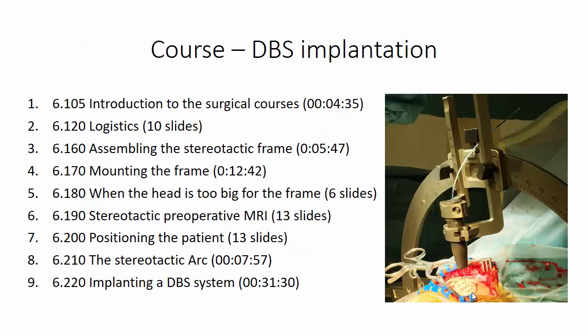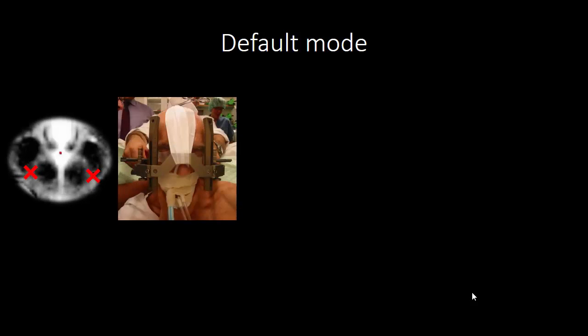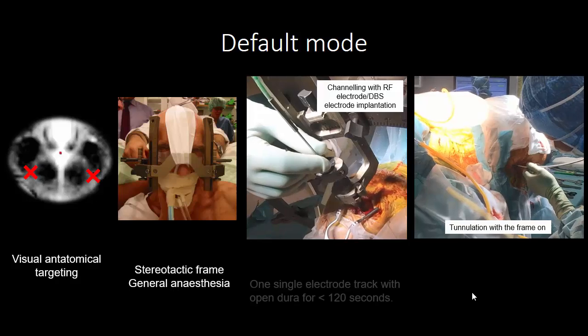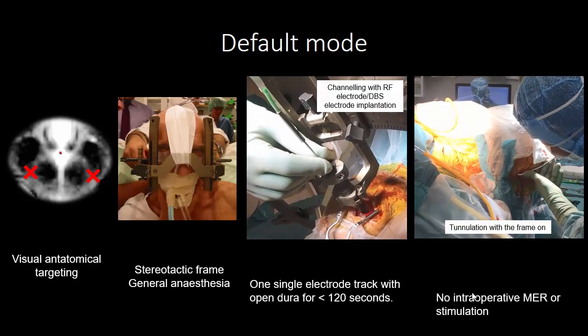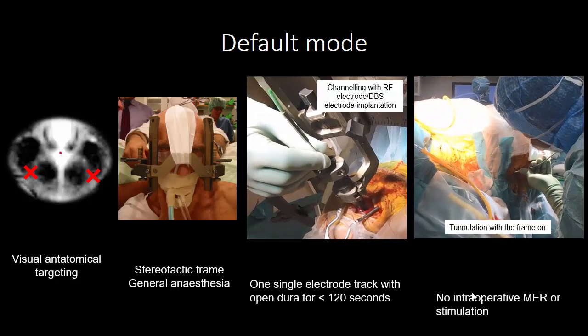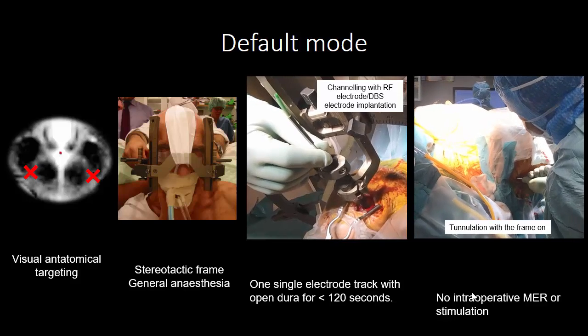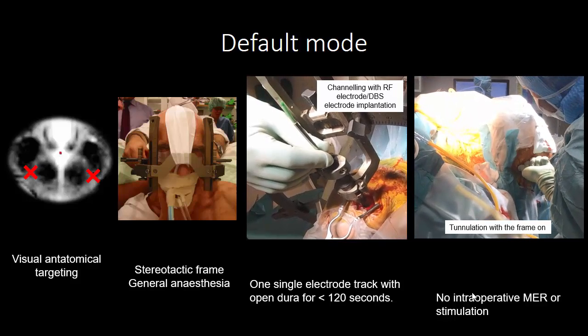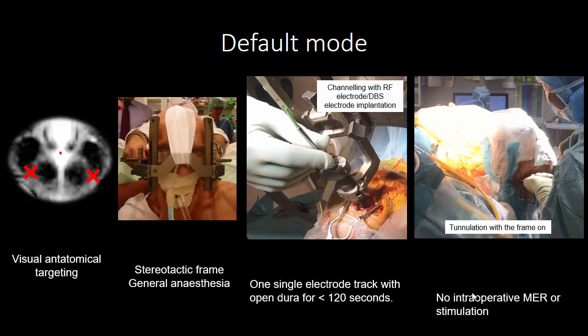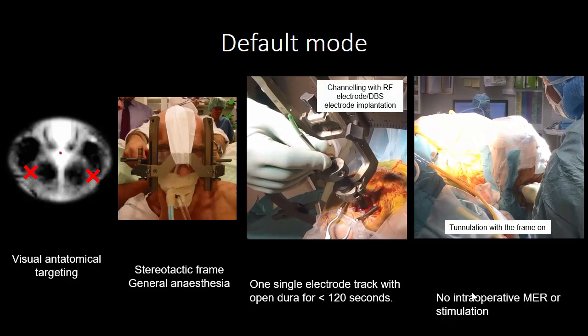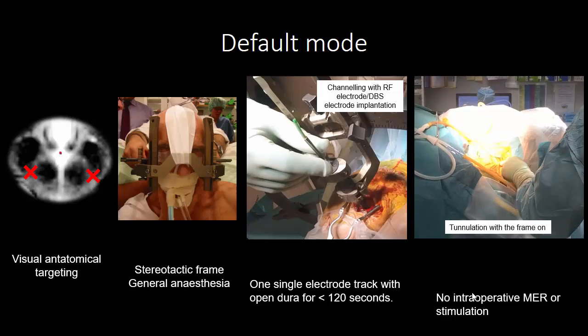The first course is also the most extensive, consisting of a total of 9 lectures, 5 of which are video lectures. The default mode in the surgical courses is image-based surgery with frame-based implantation of electrodes in general anesthesia without intraoperative MER or stimulations. Other options will be dealt with in the next course.